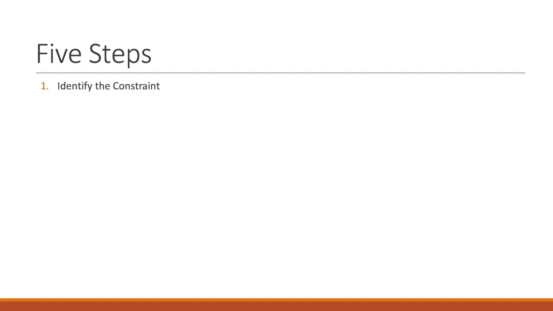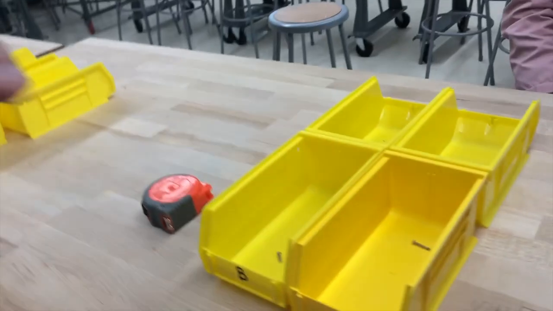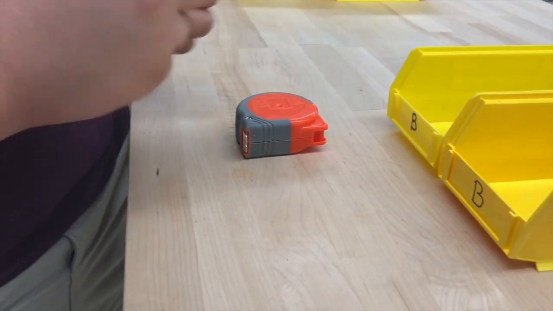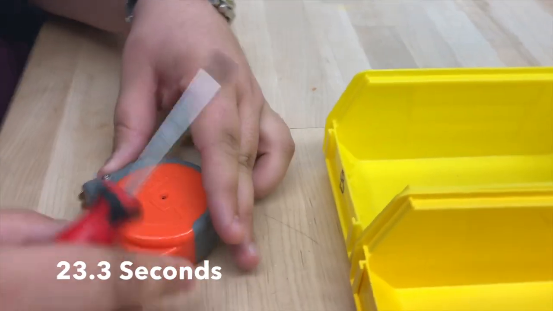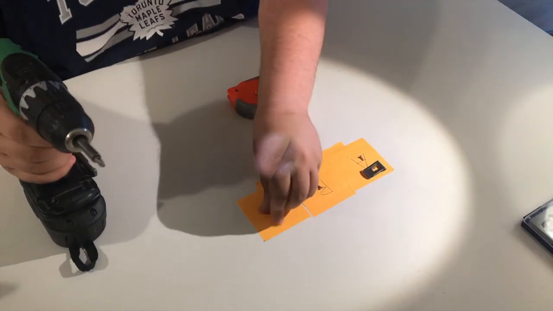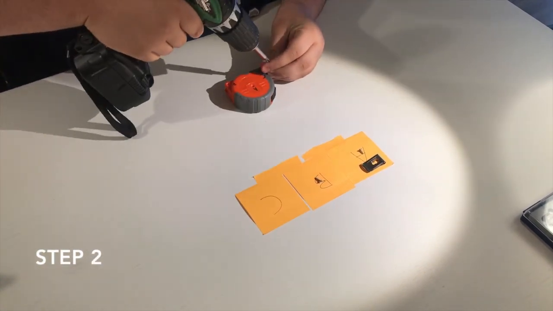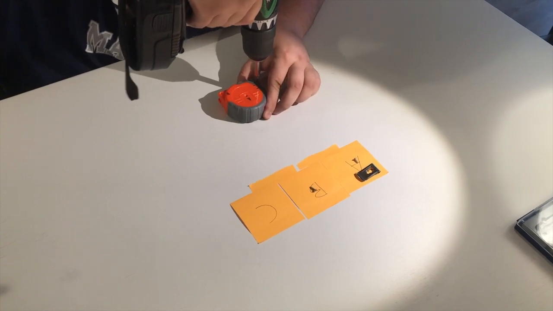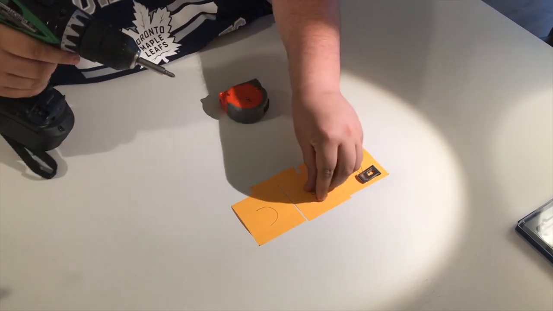To apply this management process, we started at step 1 by identifying the bottleneck. In this case, our bottleneck was workstation 3, where fastening the screws constrained our production flow, as that task took 23.3 seconds. Looking at step 2, we decided to implement an electric drill in order to speed up the fastening process. We then moved to our third step, which was to subordinate the bottleneck.